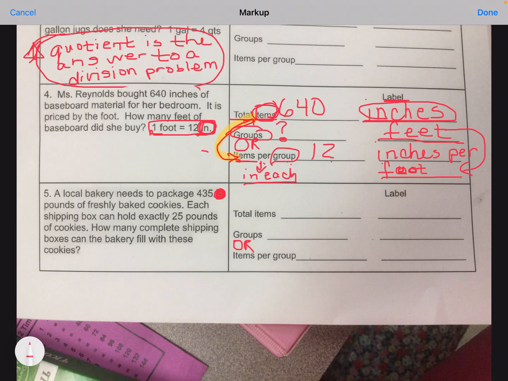I'm trying to think of how to ask y'all this. A local bakery needs to package 435. Are there 435 cookies? No. Look at the word right after 435. Pounds. So my items here are pounds of cookies. And the pounds is important. That's my item. Pounds. But I can say pounds of cookies, either one.